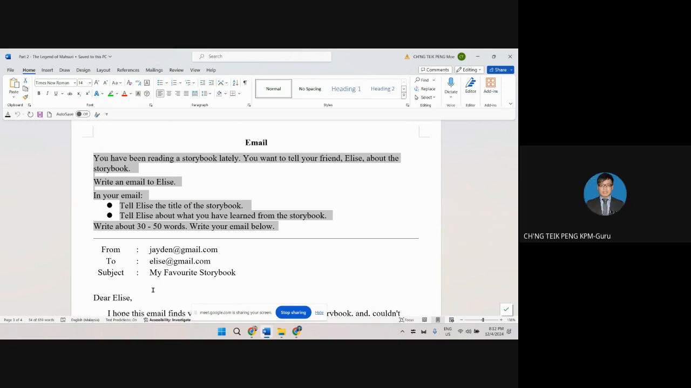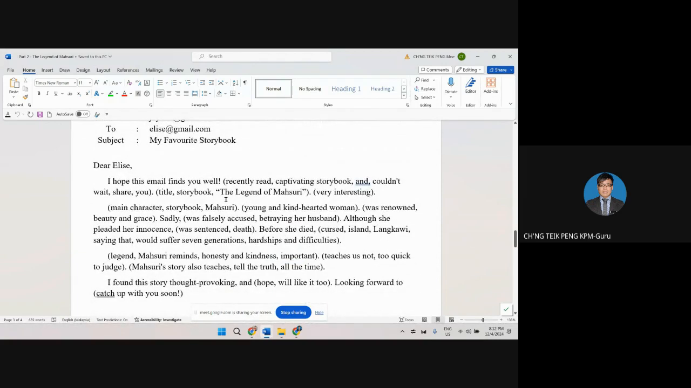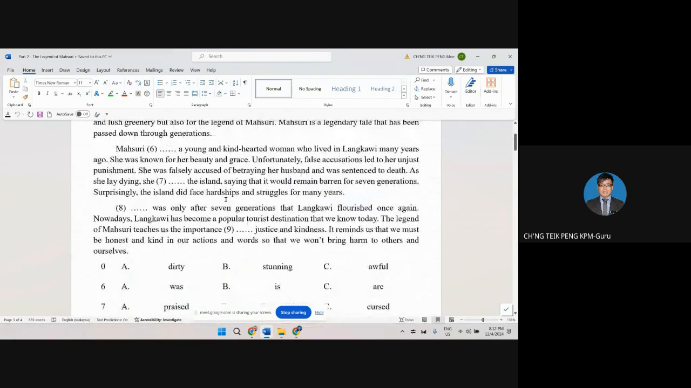Very good. So 这里呢是教你写 the title of the storybook, and then write about what you have learned from the storybook. Okay, so you have to write about a storybook, but I want you to write about the legend of Masuri. It's because we have read something about Masuri, isn't it?